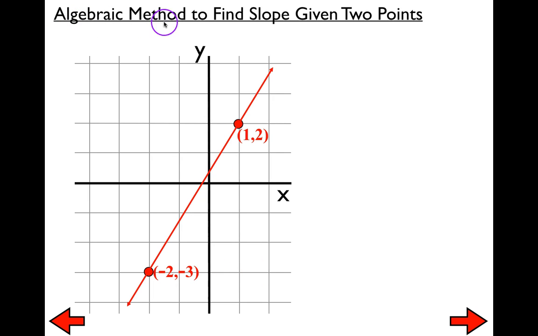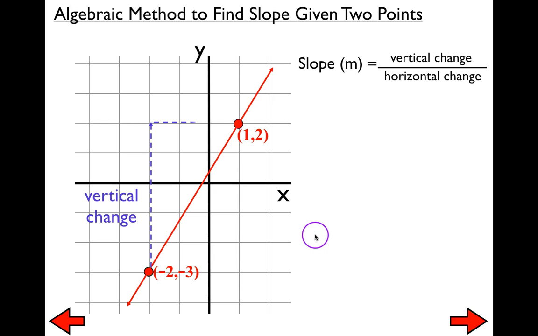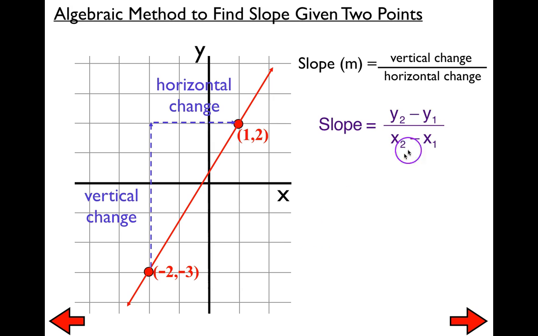So an algebraic method to finding slope given 2 points would be to first understand slope is your vertical change over horizontal change, which will also be referred to as rise over run, the change in y over the change in x, etc. I've taught you a few definitions. They all mean the same thing. So in this case, it is y sub 2 minus y sub 1 over x sub 2 minus x sub 1.